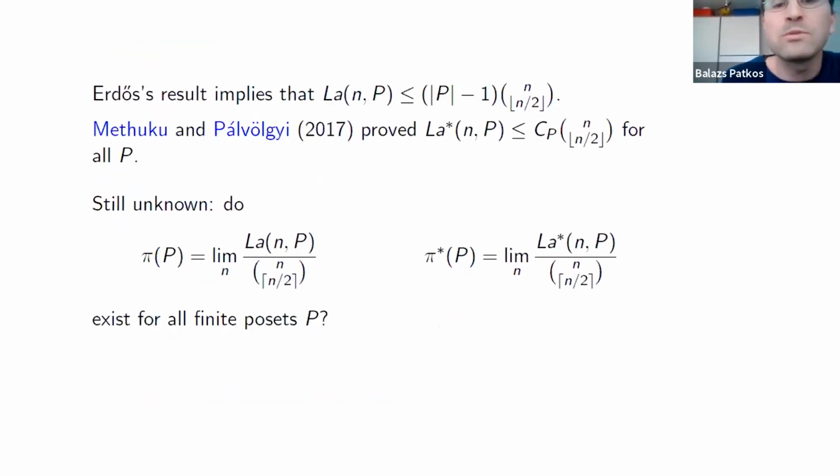Okay, so what do we know? Well, for the non-induced version, it follows from Erdős's result, and for the induced one, it was actually a nice proof by Abhishek Methuku and Dömötör Pálvölgyi to show that, no matter what the poset is, the order of magnitude of this extremal function is n choose n/2. But it is still unknown in general, though of course for some posets it is known, whether the limit exists for all posets.